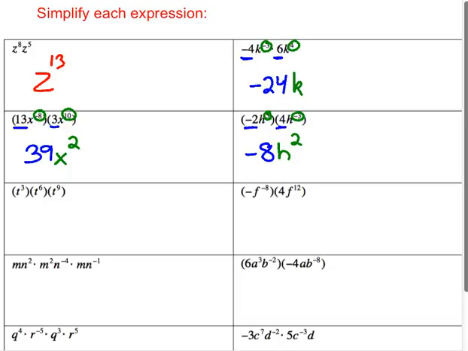This one has no numbers out front. So this one, we just get to add up the exponents. 3 plus 6 plus 9: 3 plus 6 is 9, plus another 9. So that gives me t to the 18.